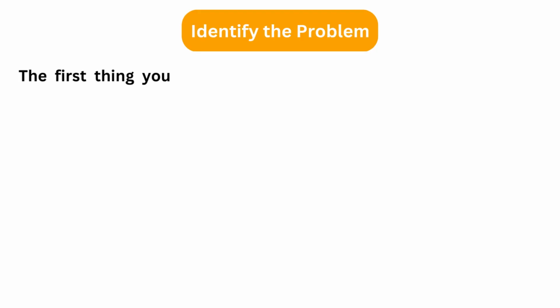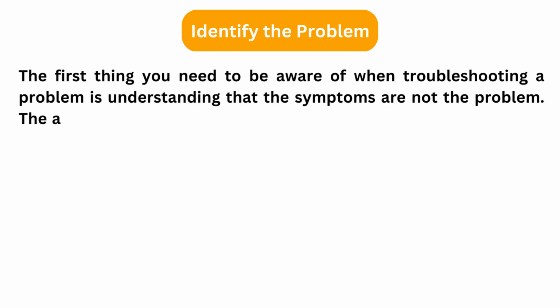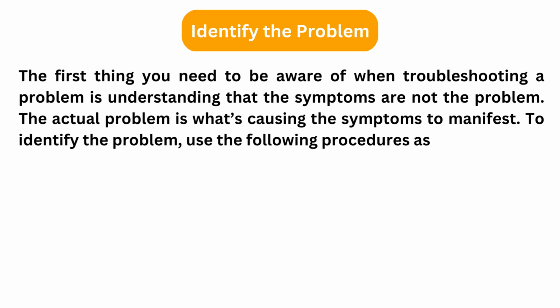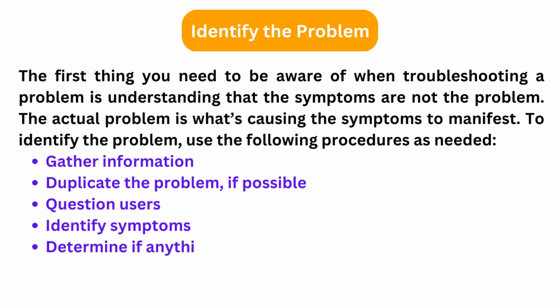Identify the problem. The first thing you need to be aware of when troubleshooting a problem is understanding that the symptoms are not the problem. The actual problem is what's causing the symptoms to manifest. To identify the problem, use the following procedures as needed. Gather information. Duplicate the problem, if possible. Question users. Identify symptoms. Determine if anything has changed.